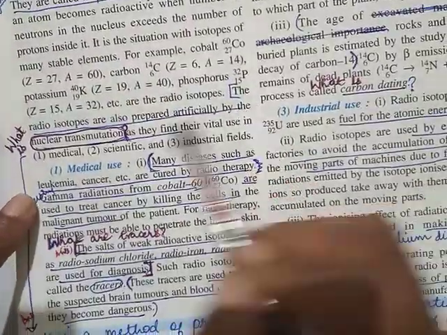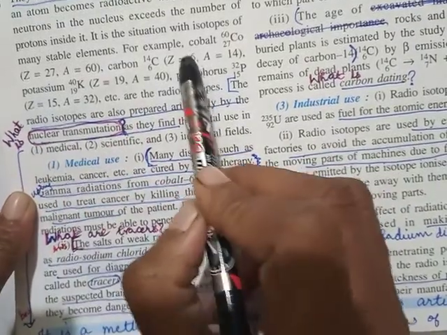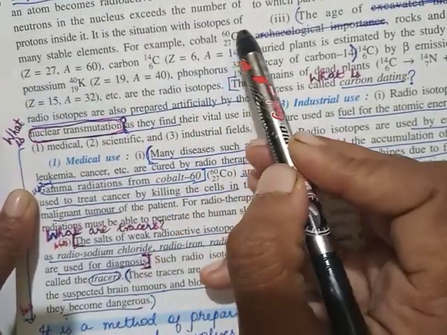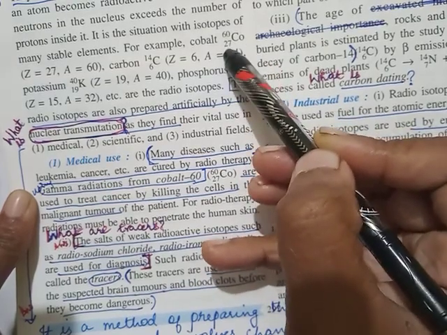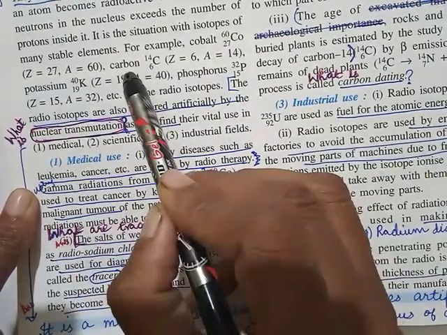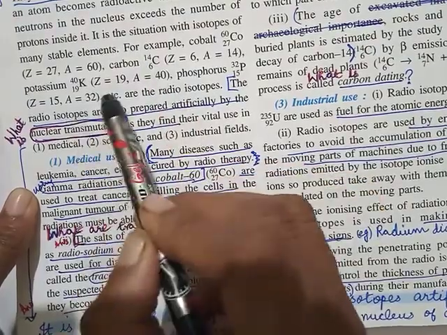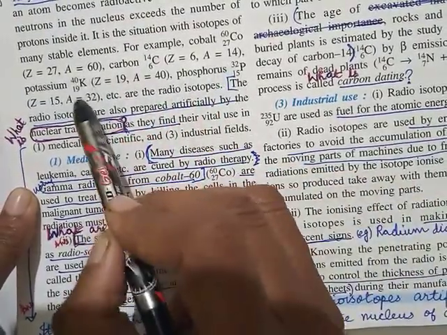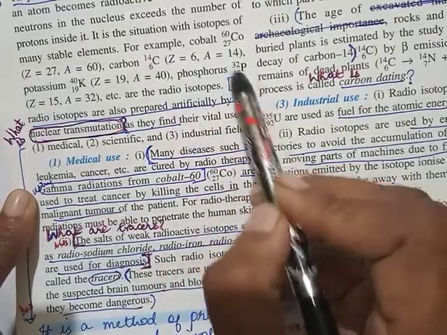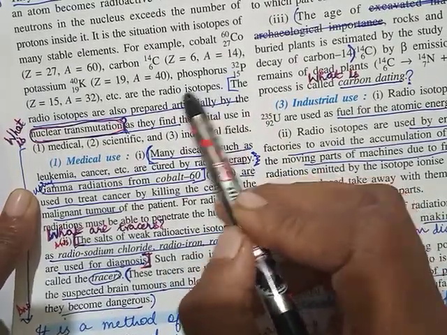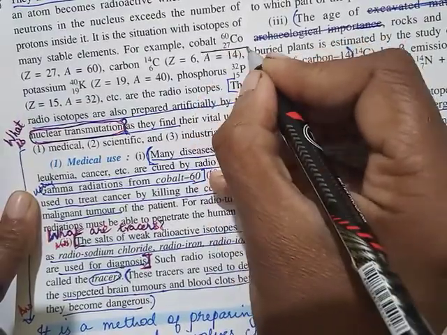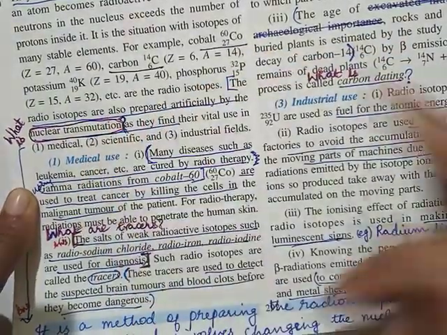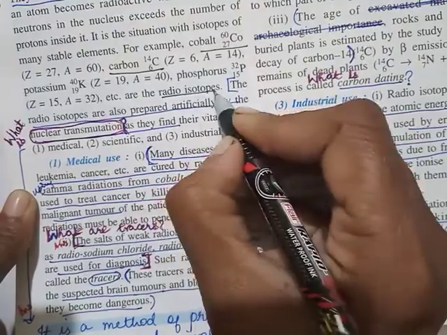Then they've given some examples like cobalt. Its atomic number is only 27, but still it's radioactive. Carbon-14-6 is radioactive. Potassium is radioactive. Phosphorus is radioactive. These are all called radioisotopes. You can study some examples also: cobalt, carbon-14-6, these are some radioisotopes.